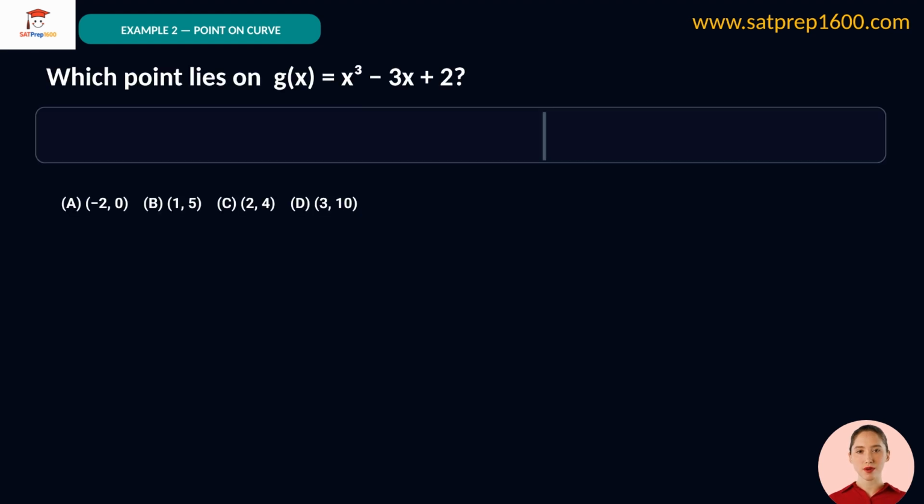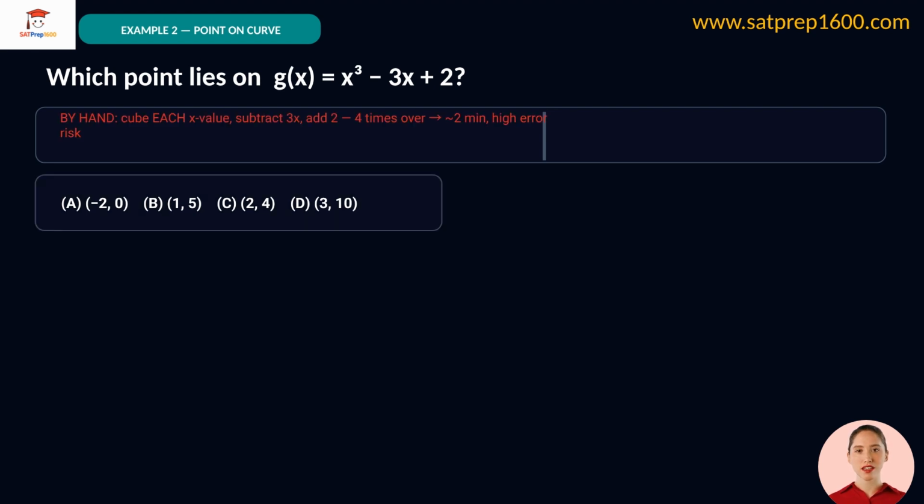Example 2, and this one's where the table really shines. Which point lies on g of x equals x cubed minus 3x plus 2? By hand, this is brutal. You'd have to cube each x value, subtract 3x, add 2, and do it 4 times. 2 minutes of pure arithmetic risk.